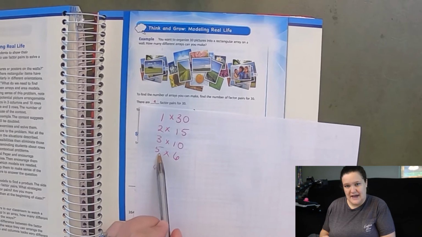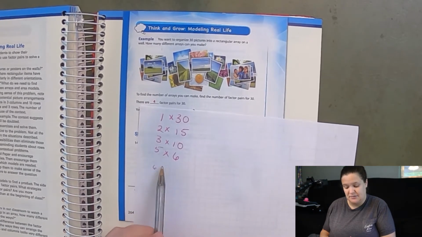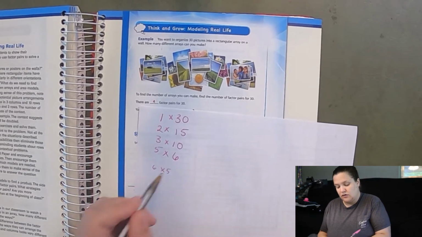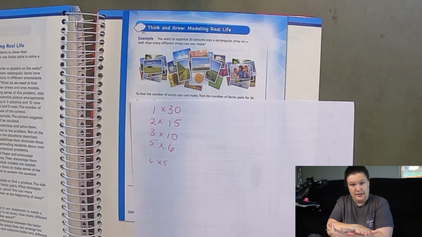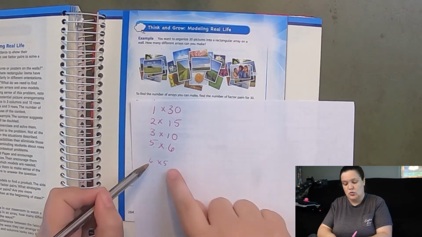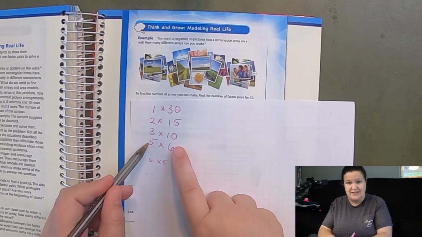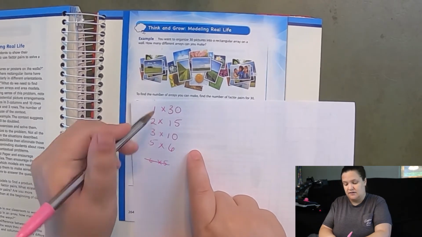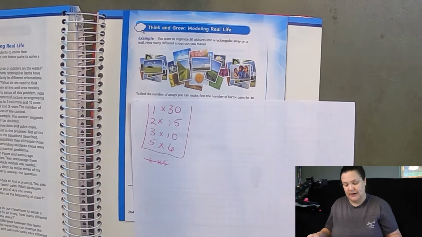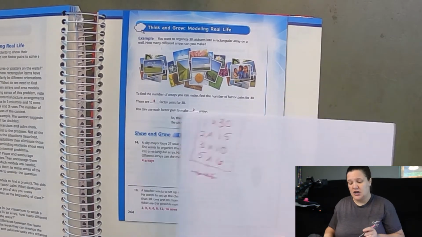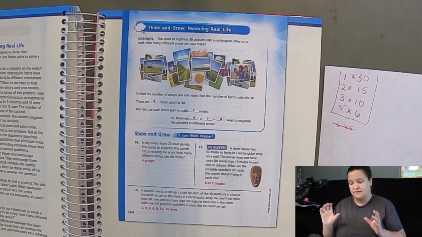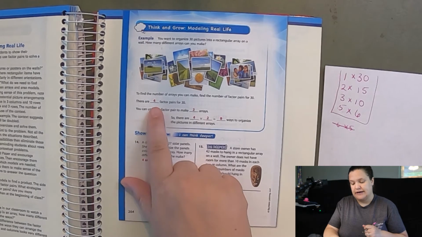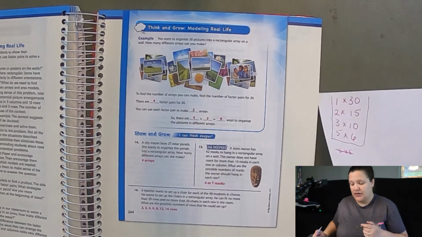Well, I've already done that factor pair because it's 6 times 5. So once you get to where it starts repeating itself with just the flip, you're done. So we're not going to count this one because I already have that factor pair. Okay, so I have 4 factor pairs to make 30. So the first thing you need to find is how many arrays can you make, or how many different factor pairs can you make for 30? There are 4. We figured that out.